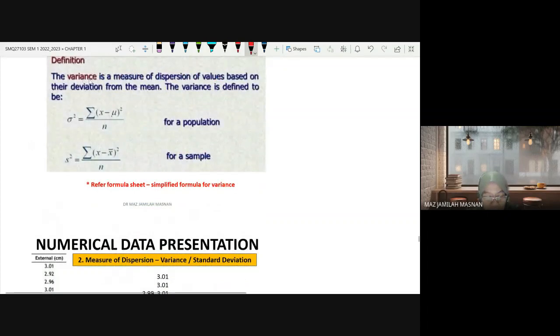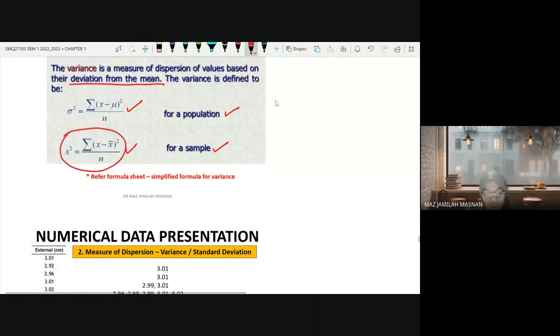What is the variance? It is the measure of dispersion of values based on the deviation from the mean. If you look at the formula, if you are talking about your sample, then this is how you use the formula. If you're talking about the population, then the notation would be different. So how does this reflect your variance?